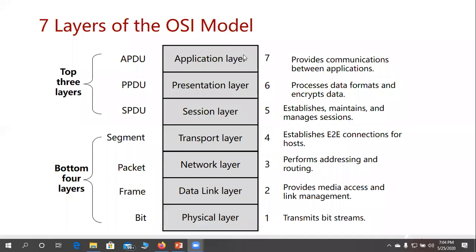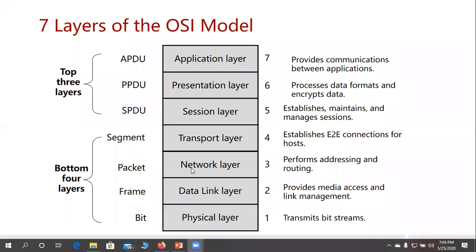What we have here, we call the application protocol data unit. When it comes to this layer, it will be called the presentation PDU. When it comes to this layer, it will be called the session protocol data unit. When this reaches the transport layer, it will be called a segment.